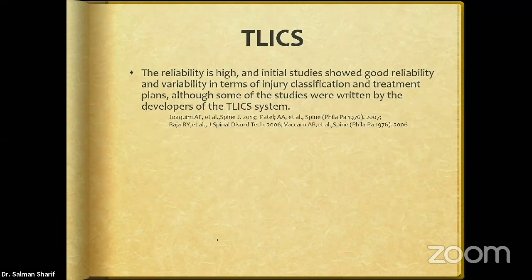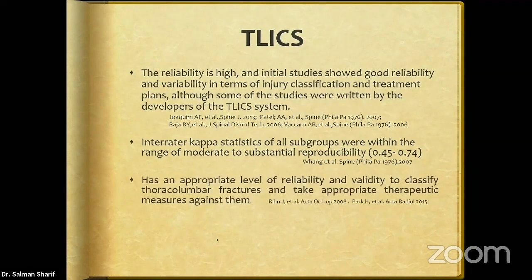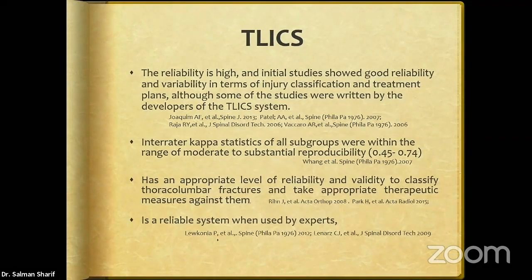Positive statement: and the reliability is high. Initial studies show good reliability and variability in terms of injury classification and treatment plans, although some of the studies were written by the developers of the system. Integrated kappa statistics of all subgroups were within the range of moderate to substantial reproducibility, but this is from a journal in 2007. It has an appropriate level of reliability and validity to classify thoracolumbar injuries and take appropriate treatment measures against them. Before 2015, it is a reliable system when used by experts. This is before 2009. This is a positive assessment for the thoracolumbar injury classification.